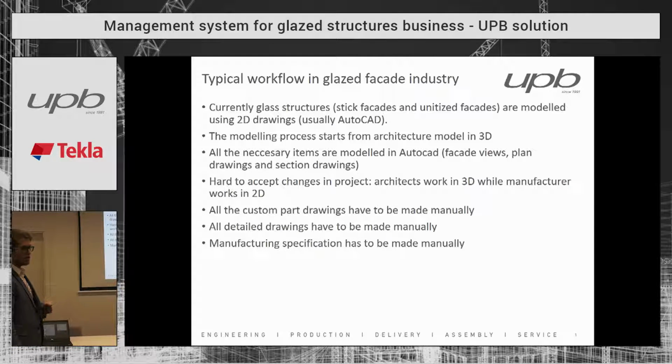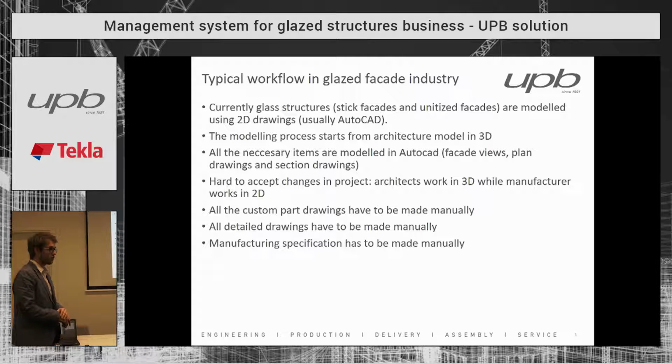I will start with our experience at UPB in facade manufacturing. Currently, we are doing everything in 2D, mainly in AutoCAD, and as we know, most others are also doing it either in AutoCAD or Revit. From architecture, we usually get a 3D model, and after that everything is modeled in AutoCAD: facade views, plan drawings, section drawings.